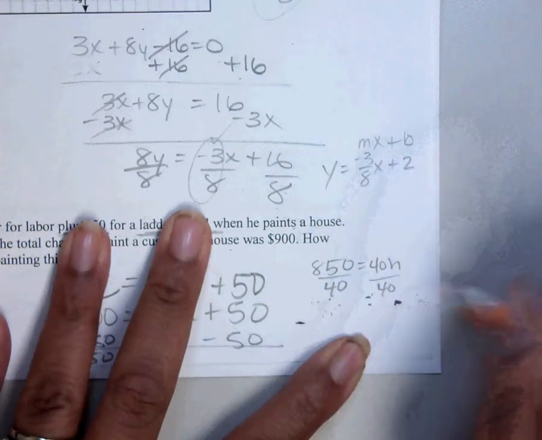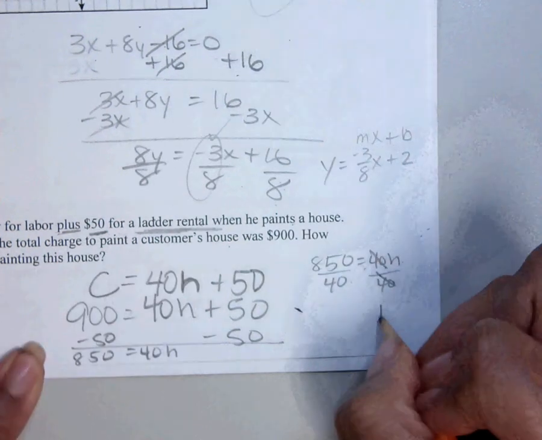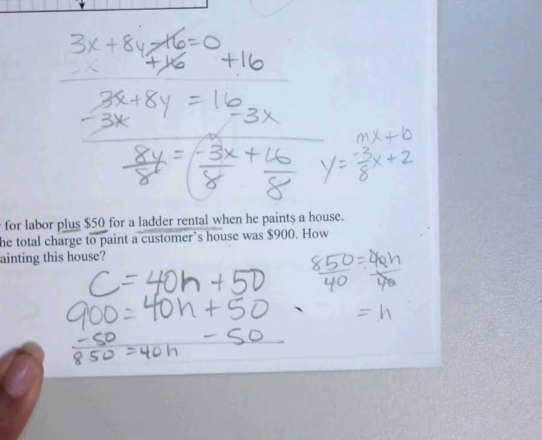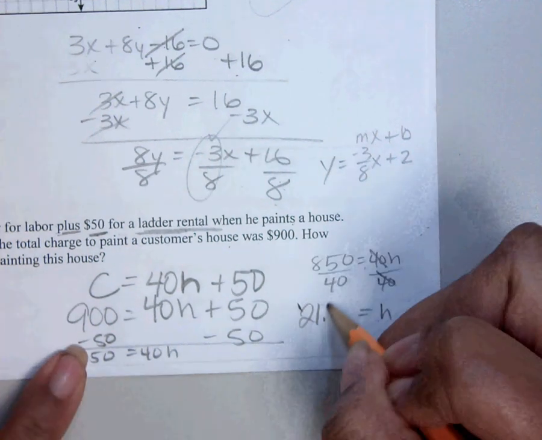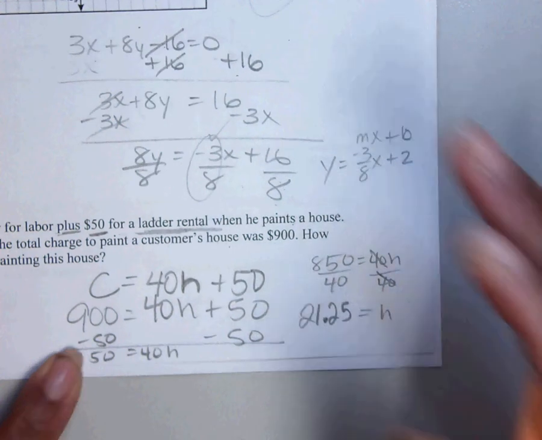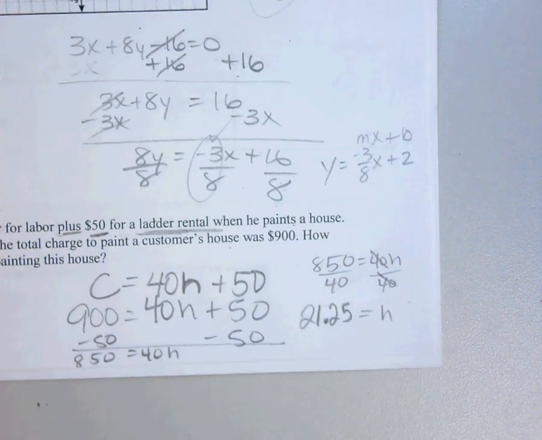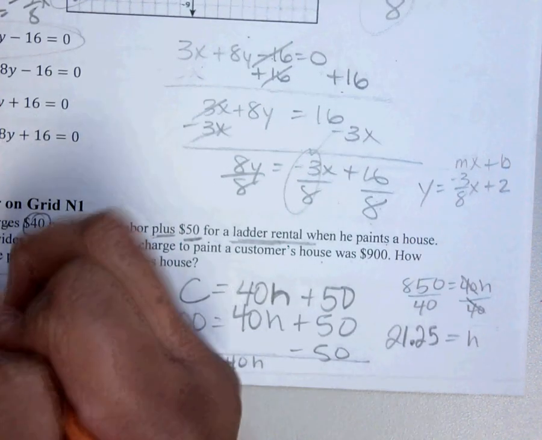And what does that give me? Well, that cancels, and so H equals 850. And I'm going to just calculate that real quick. 85 divided by 4, and that is, as a decimal, 21.25. So how many hours did the painter spend painting? 21.25 hours. On your test, you're going to be given a grid.